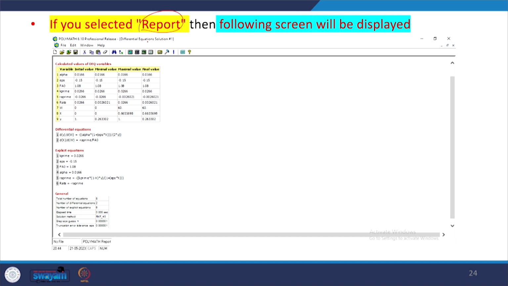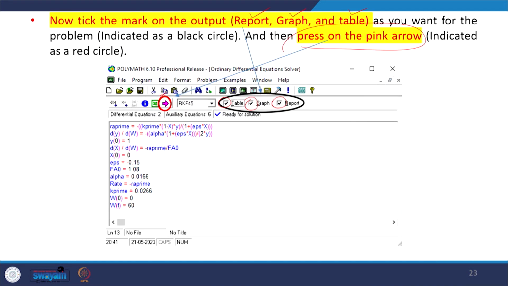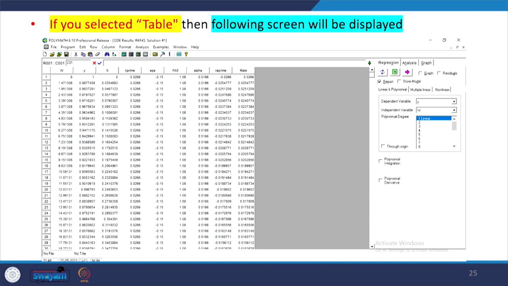In the report you can see the initial and final values: these are the 2 differential equations, these are the explicit equations, and these are the number of equations that were solved. Through this the final value is coming here. Now you can see it in the form of tables if you select the table. Earlier we selected the table too; first one is the report, then the table.